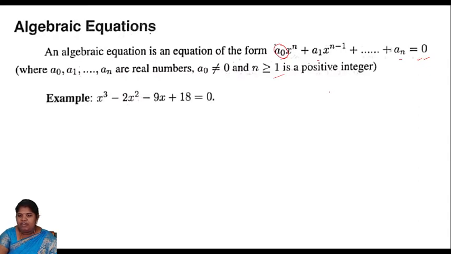For example, x cube minus 2x square minus 9x plus 18 equal to 0 is an example of algebraic equation of degree 3. Here the power is 3, so the degree is 3.